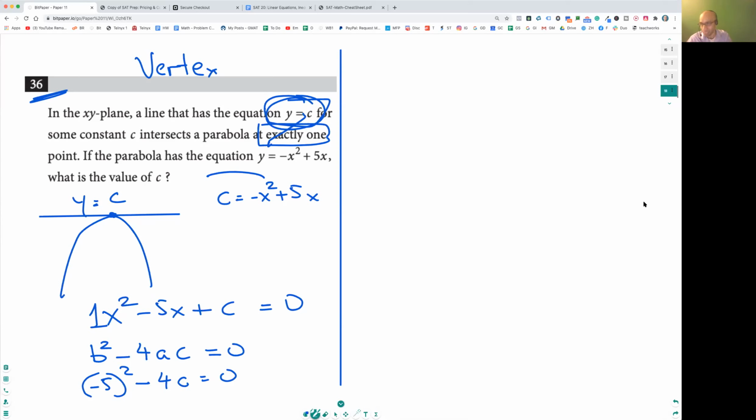Exactly right, Sargun. So that's the discriminant, right? And so you can write negative 5 squared, which is 25, minus 4c is equal to 0, right? 25 is equal to 4c, or c is equal to 25 over 4, which is 6.25, right?